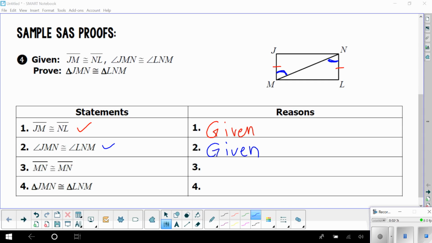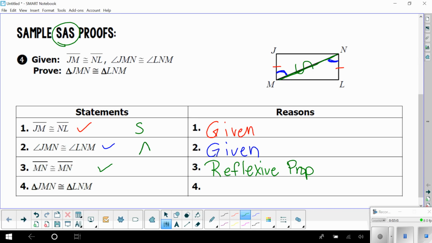The third statement right here, segment MN is congruent to segment MN. We usually do that to show that it's being used in both triangles, and because it's the same segment in both triangles, you're going to have reflexive. Now, did we prove it by side angle side? Well, yes, we did. This was a side, this was an angle, and that was a side. So therefore, the proof is done.